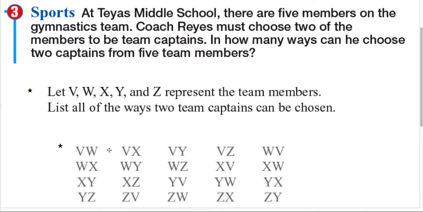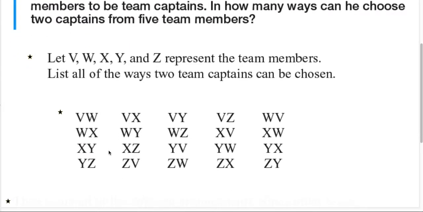These are the possible ways: VW, VX, VY, VZ, WV, WX, WY, WZ, and all the way to ZY. But remember, order is not important in a combination. So VW is the same as WV, and we simply erase one of them. WX is the same as XW, so we erase one of them. XY is the same as YX. YZ is the same as ZY because order is not important.